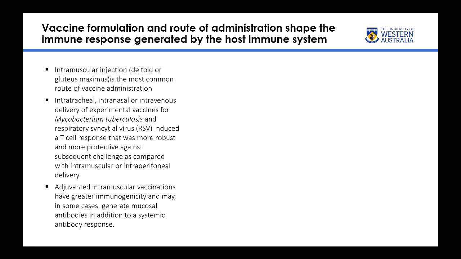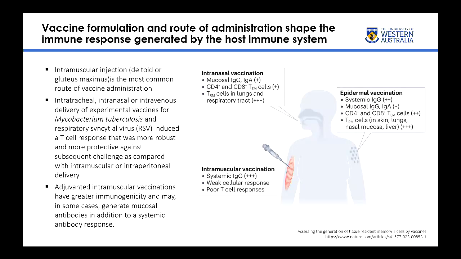So here, just looking again at the different activation levels in different locations. So intramuscular: lots of IgG, weak cellular response, poor T cell responses.